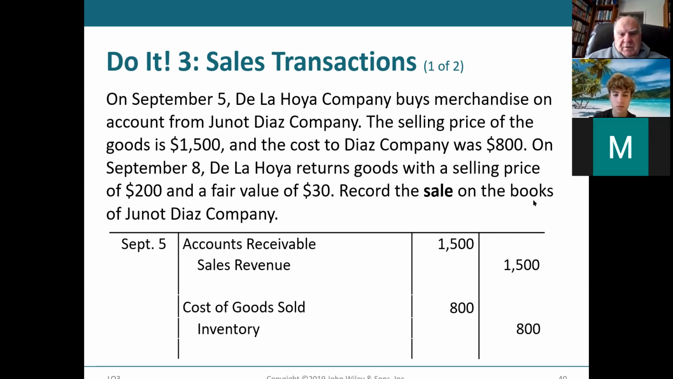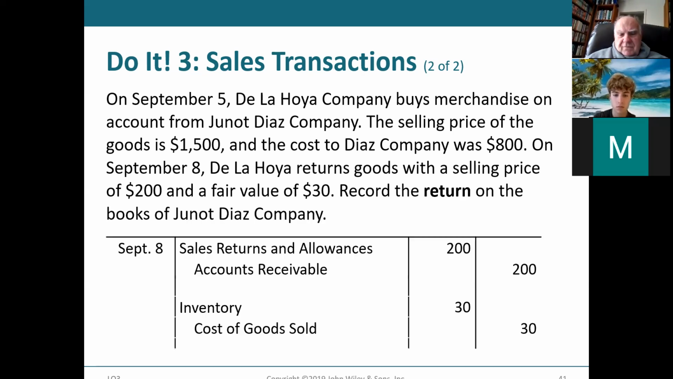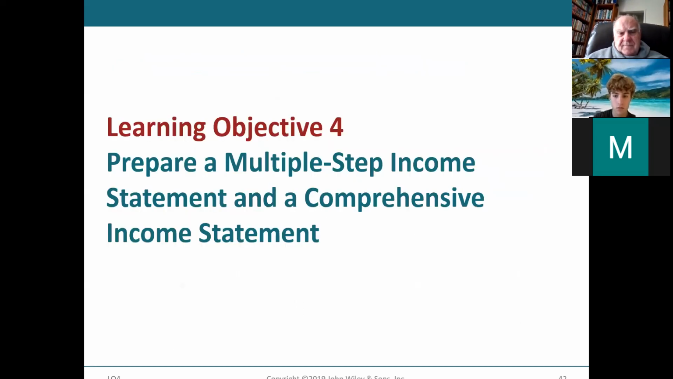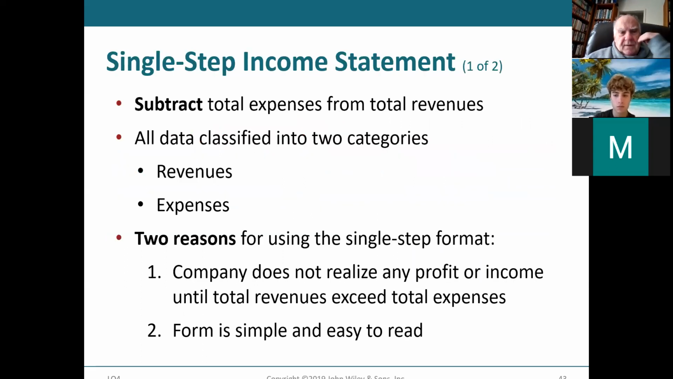And then De La Hoya returned goods with a selling price of $200 and a fair value of $30. What they're saying is the $200 sales gets reversed, but the inventory has less value because they might have had something wrong with it. It might have had a chip in it or miscolored, and we can still sell it, but at a discount.